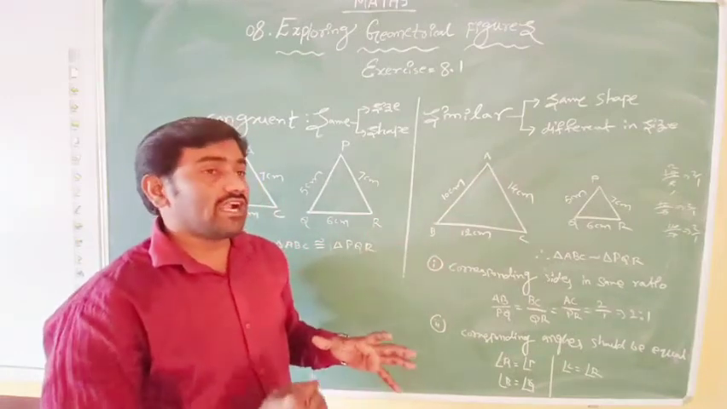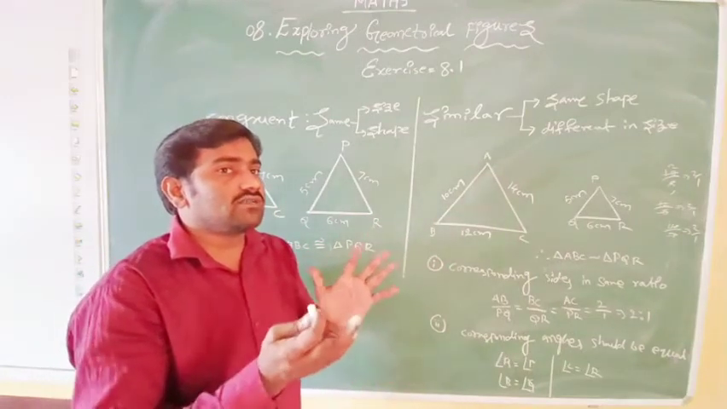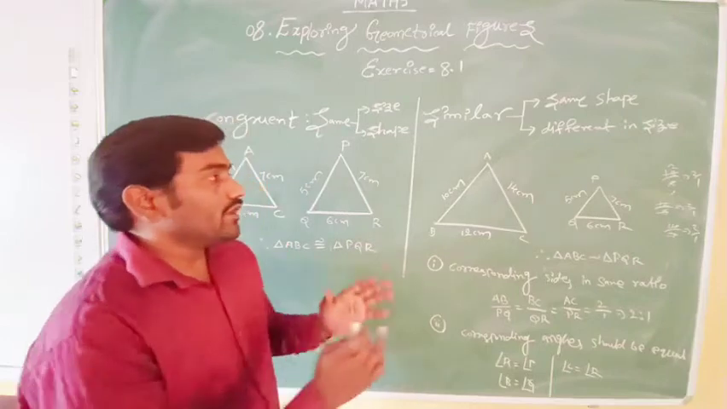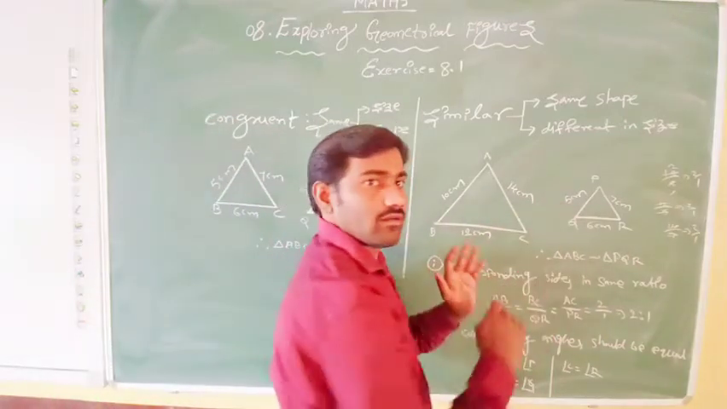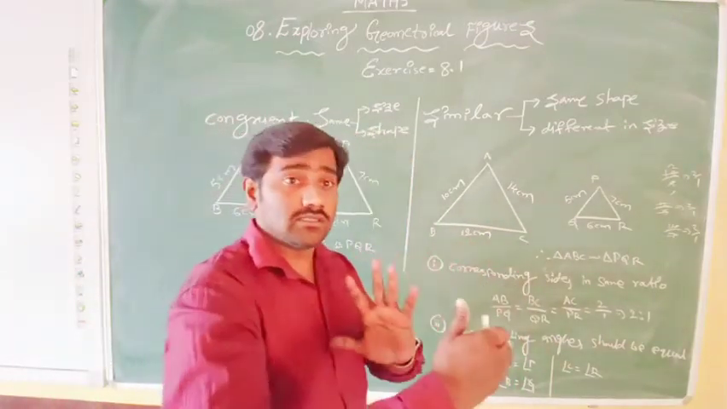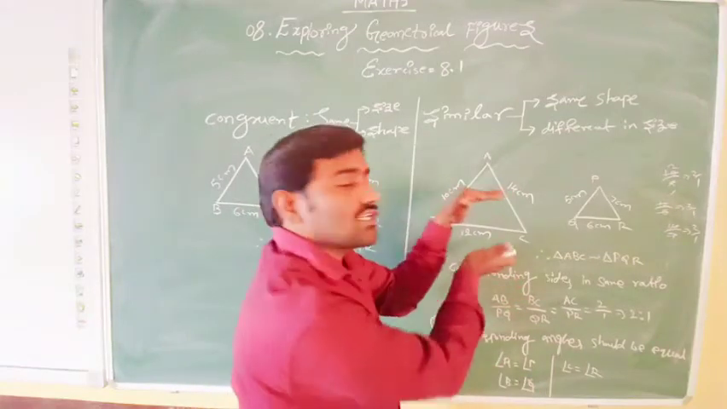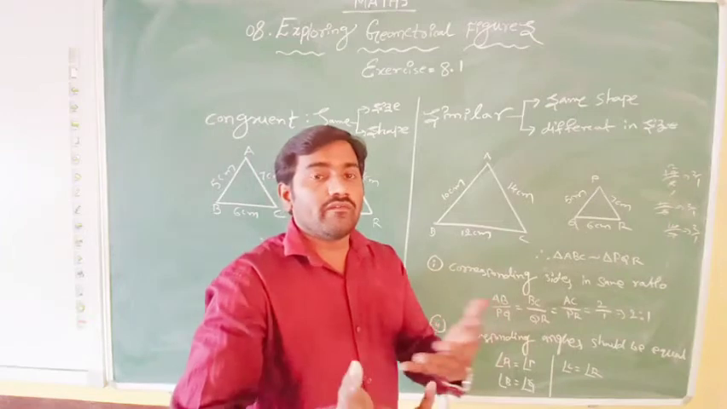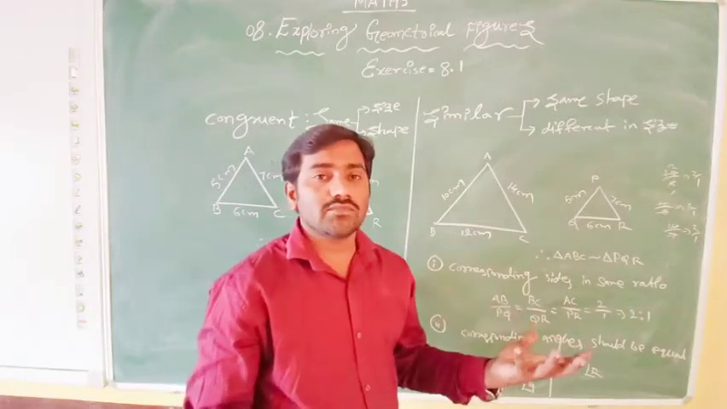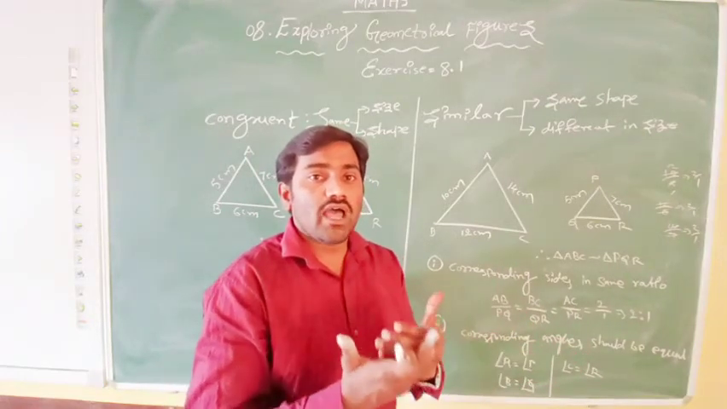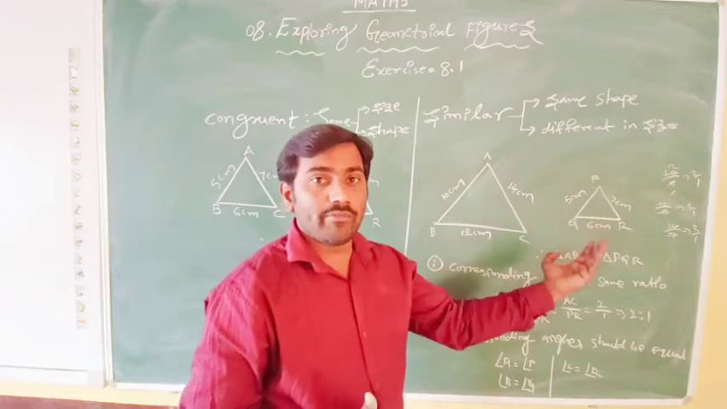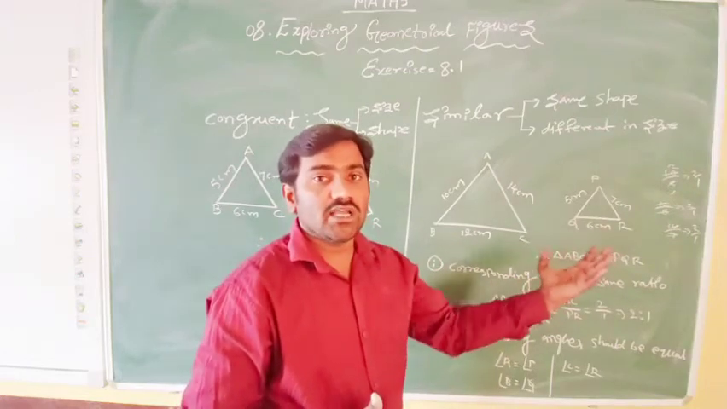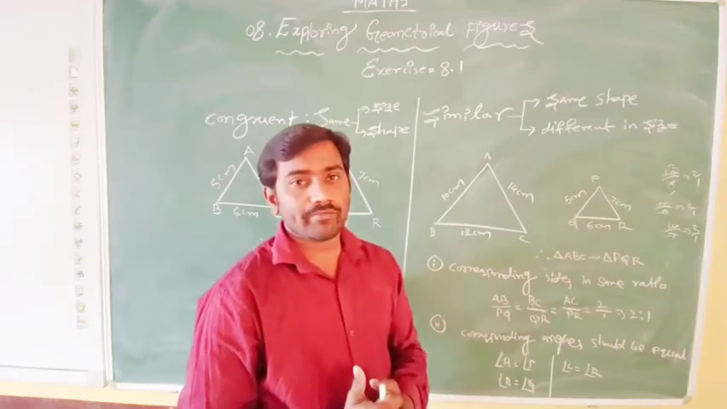So we cannot directly decide whether two triangles are similar or not. If they are in the same shape, we cannot just say they are similar. This condition should also be satisfied, then only we can say similar. But to tell orally, similarity means that if two figures have the same shape but different size, they are called similar.